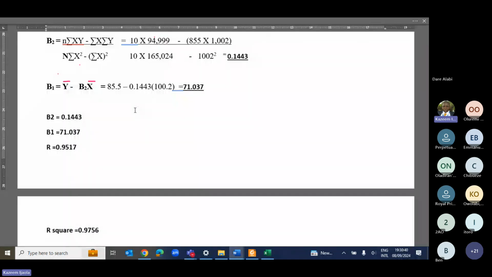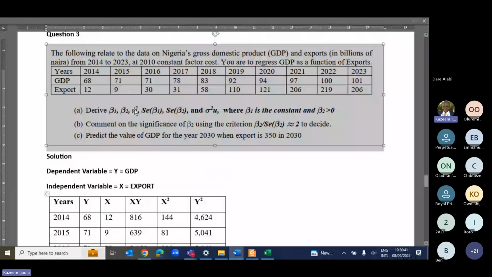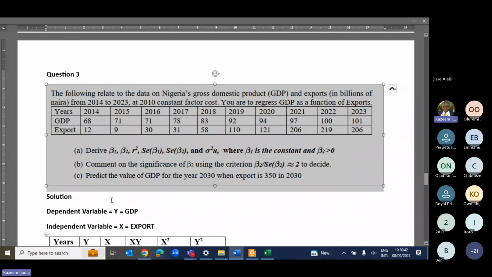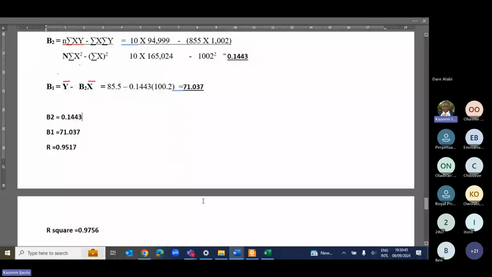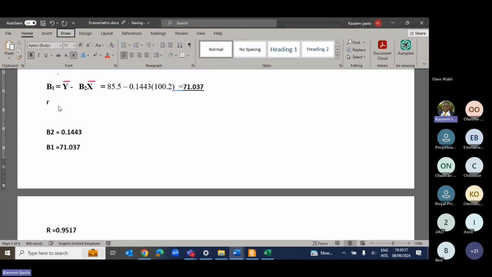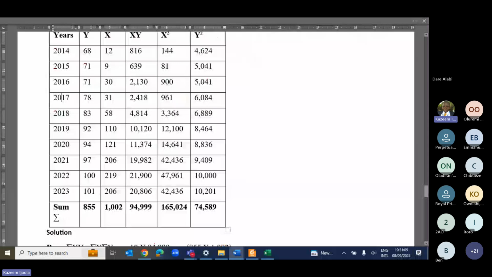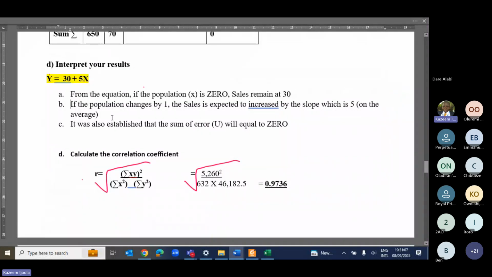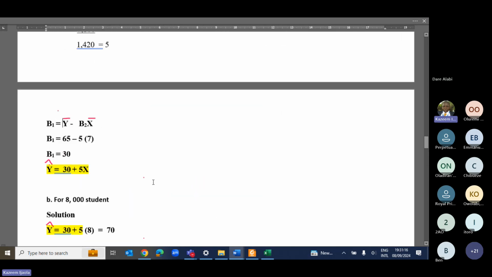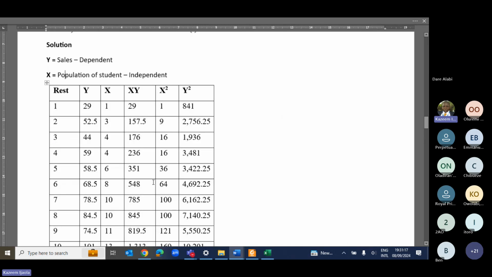So the man said calculate. We have done beta 2, so let's do R square, R raised to power 2. What's going to be our R square? Where is the formula? Our R square is just this one without the root.